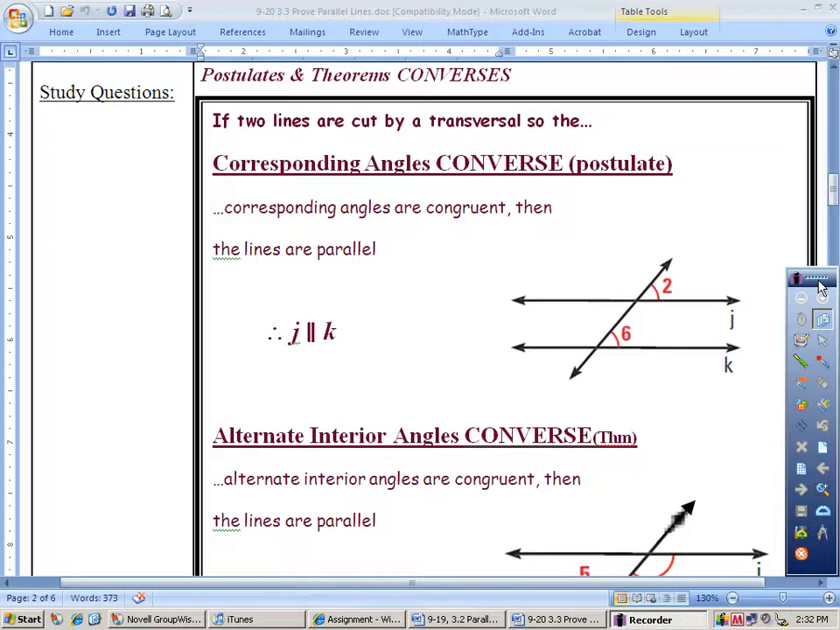Now we're going to talk about the next section, the converse. So how to prove two lines are parallel when given information from those angle pairs.